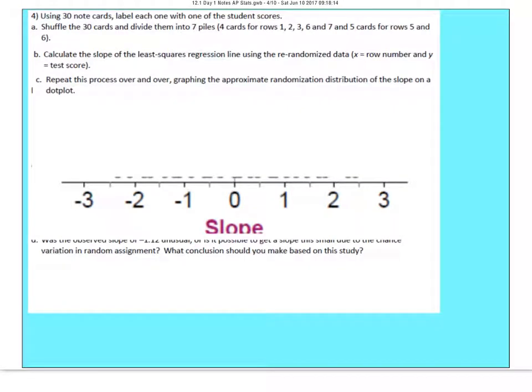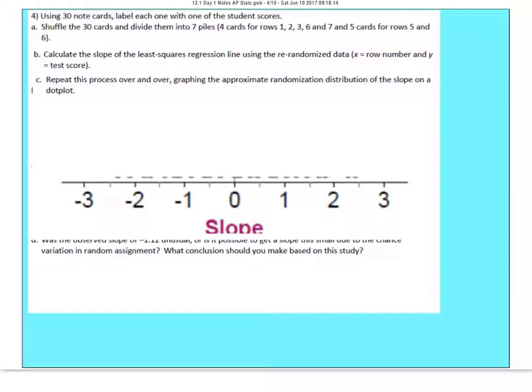Now let's talk through how we could simulate the situation. We had 30 students, so let's have 30 note cards of the exact same size and label each one with one of the students' scores. So record all of the scores that we saw in our actual sample. Now shuffle the 30 cards and divide them into 7 piles. Do look carefully: rows 1, 2, 3, 6, and 7 had 4 people, whereas rows 4 and 5 actually had 5. So then you would lay them out accordingly.